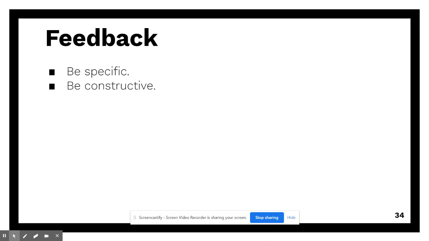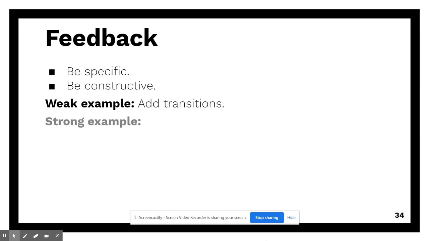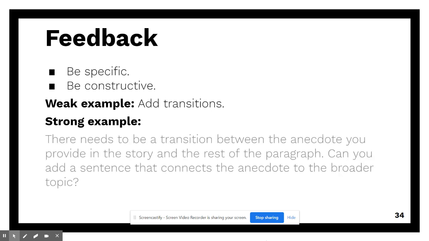That just means you want to give the person that you're commenting on actionable feedback so that they can actually make a specific change to the writing to make it better. So here's a weak example. If I read a paragraph and I just said add transitions, a stronger way to provide feedback, especially for a classmate, since you're only looking at maybe one or two paragraphs, so you can be really helpful, would be: there needs to be a transition between the anecdote you provide in the story and the rest of the paragraph. Can you add a sentence that connects the anecdote to the broader topic? I think asking questions in feedback is a good idea.